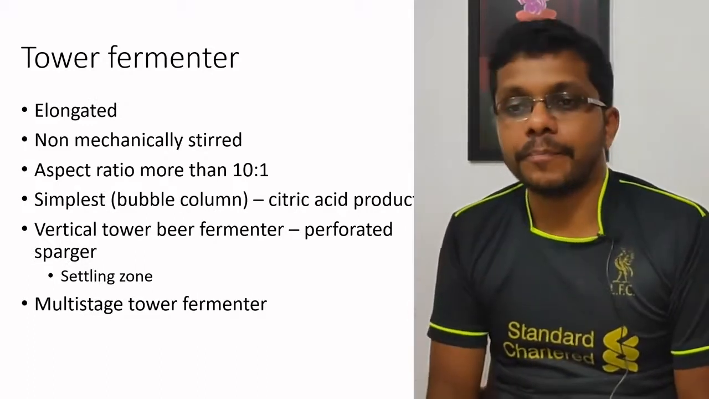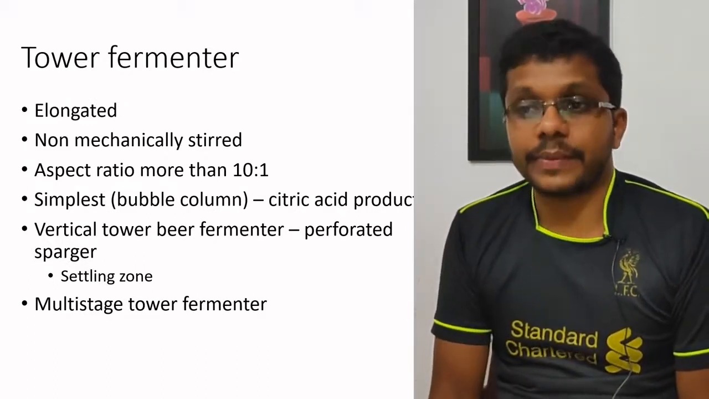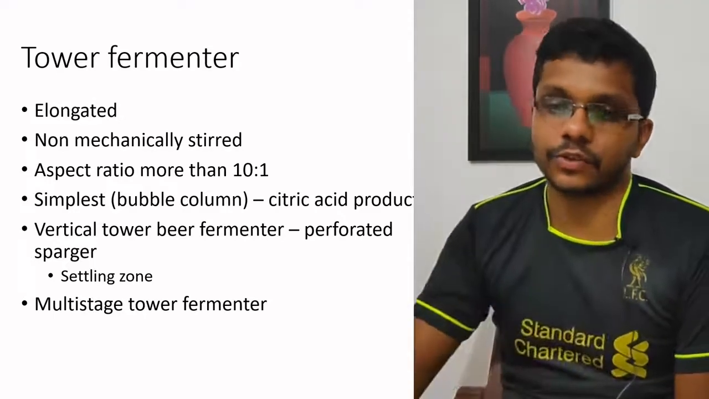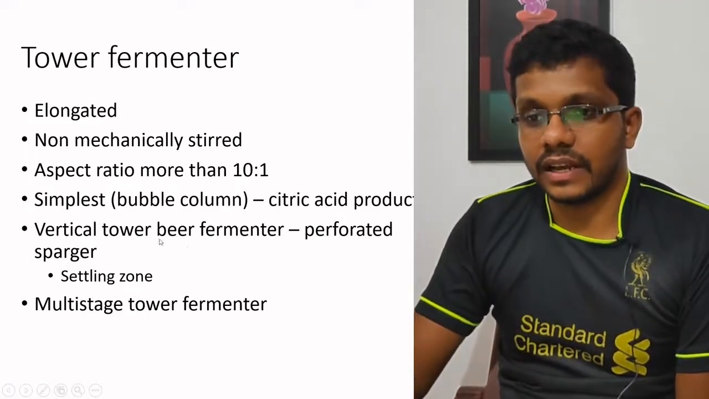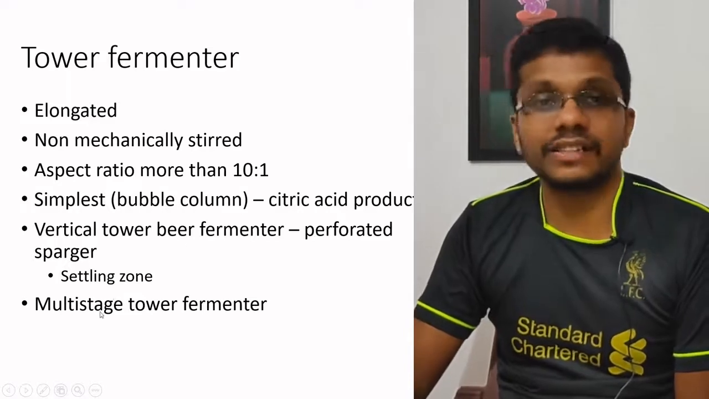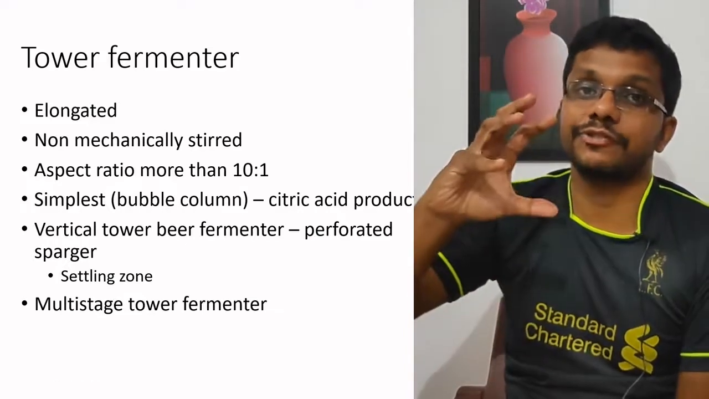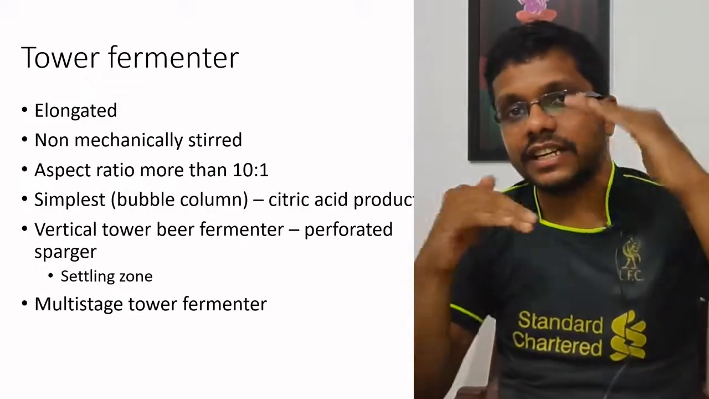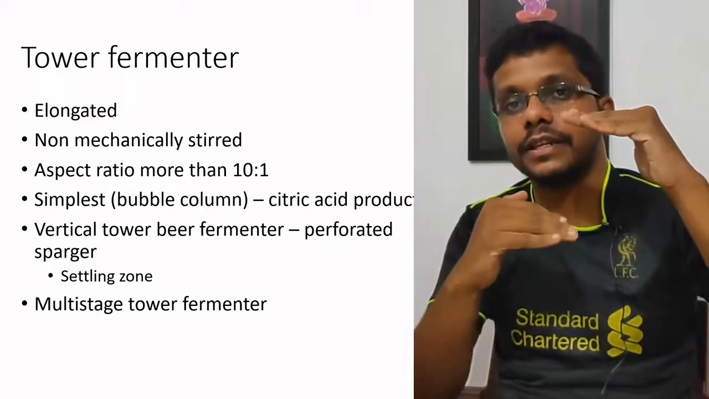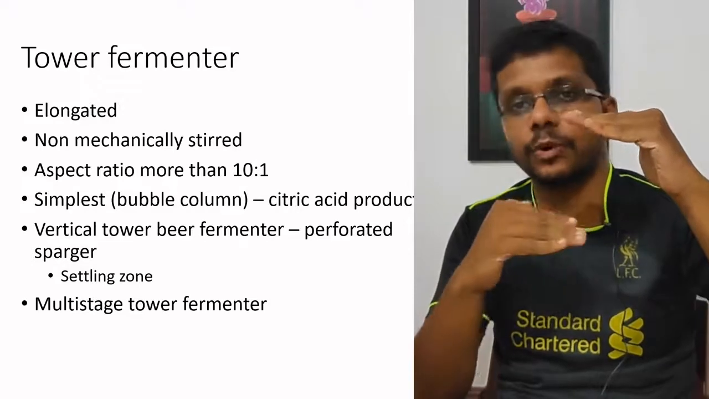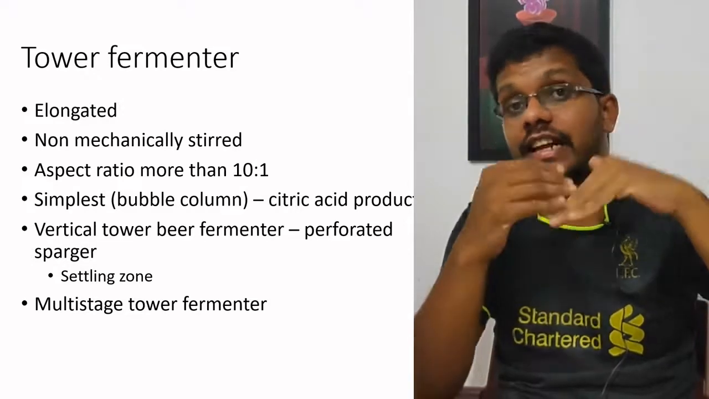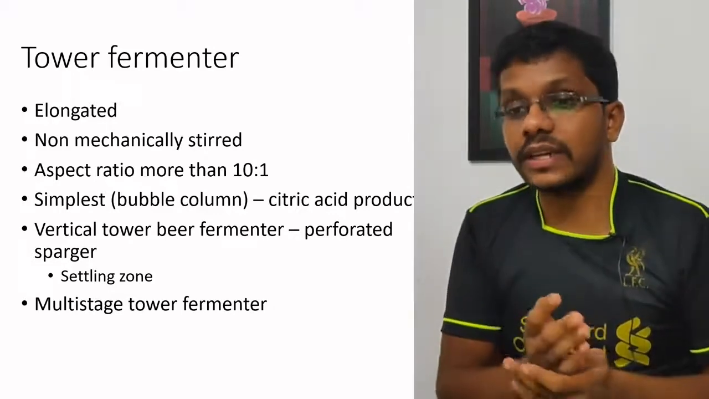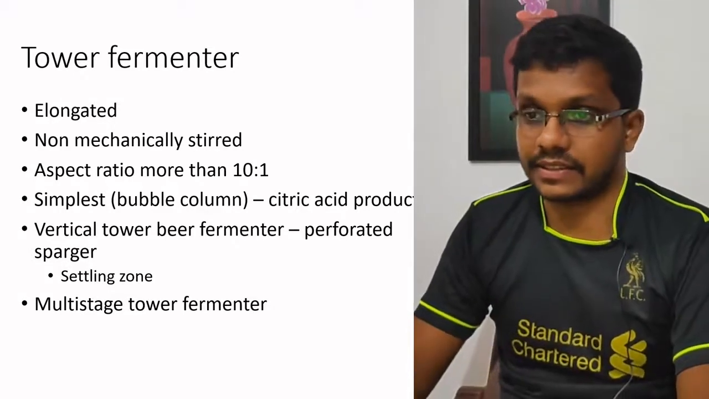acid production. And vertical tower fermenters can be used for beer fermentation, and it may have a settling zone downstairs. And there are something called multi-stage tower fermenters. In multi-stage tower fermenters, as it is an elongated fermenter, each portion will have different conditions. Maybe one portion may have aerobic conditions and another portion may have anaerobic conditions. Maybe the temperature will be different. So that's what's called multi-stage tower fermenters.